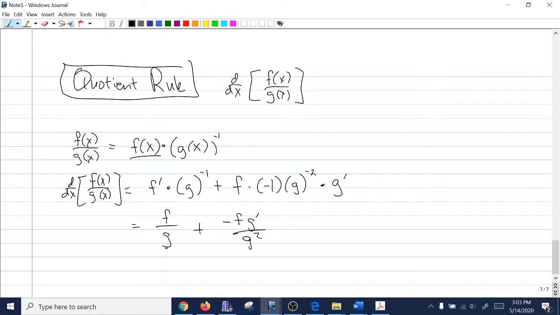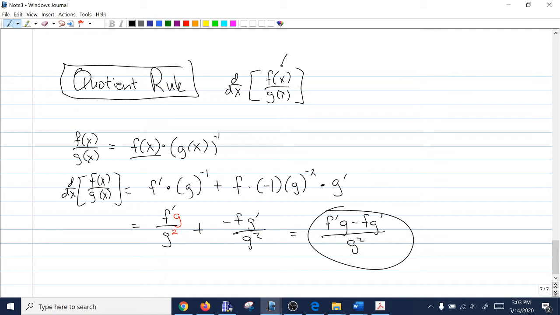I write this like fractions, the way I did the other one. I have f over g minus fg prime over g squared. I want a common denominator. I stick an extra g on top and bottom of the first fraction to give them a common denominator. I get f prime g minus fg prime all over g squared. This is the quotient rule.